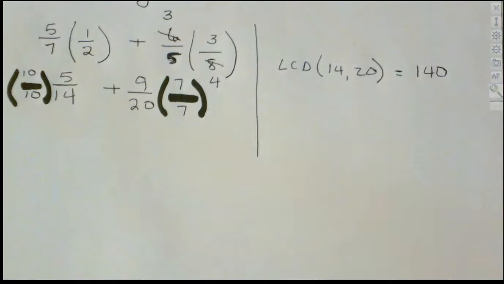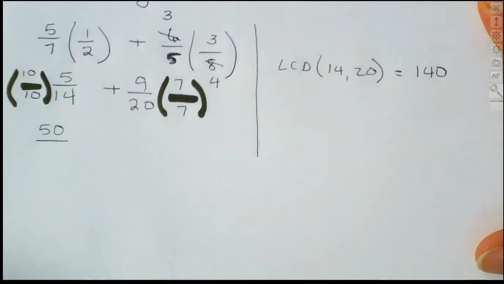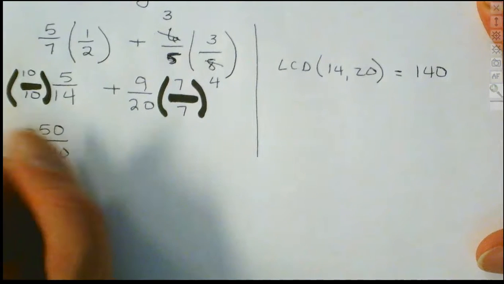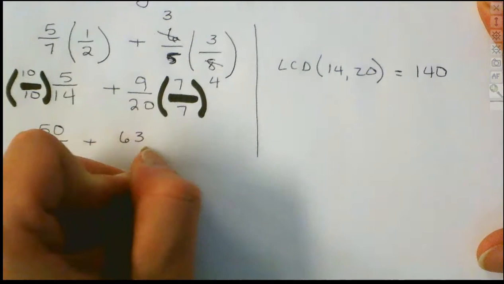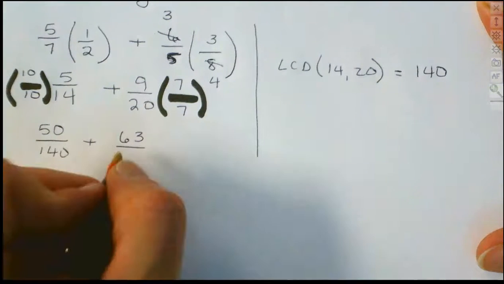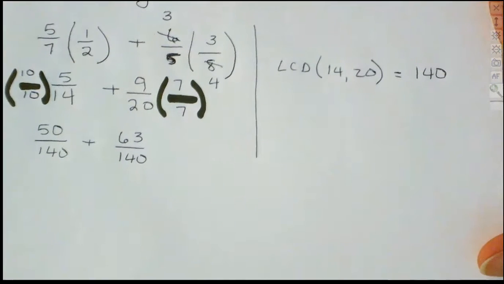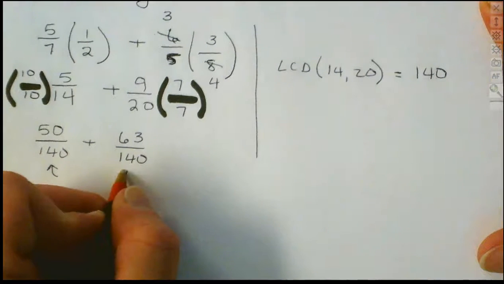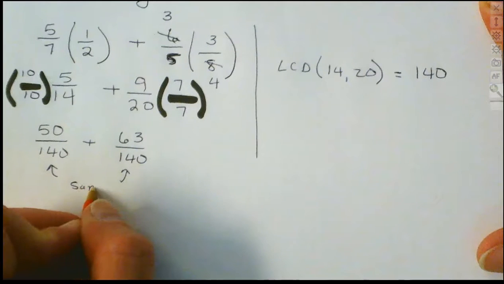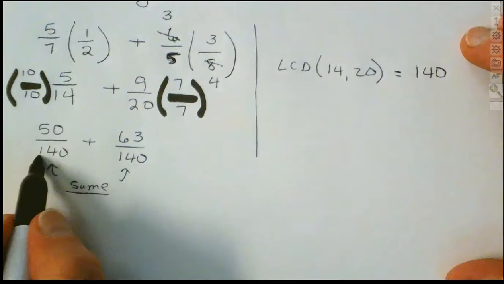Now we can go ahead and multiply. So 10 times 5 is 50. That's going to be over 140. 9 times 7, that's going to be your 63. 20 times 7 is 140. Now, can we combine them together? Yes. We're adding. These can go together. Why? Because they have the same denominator, right? They're both 140s.